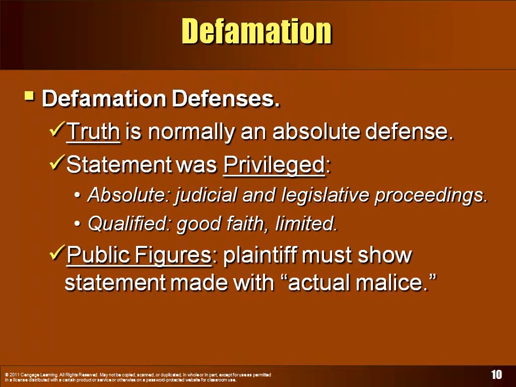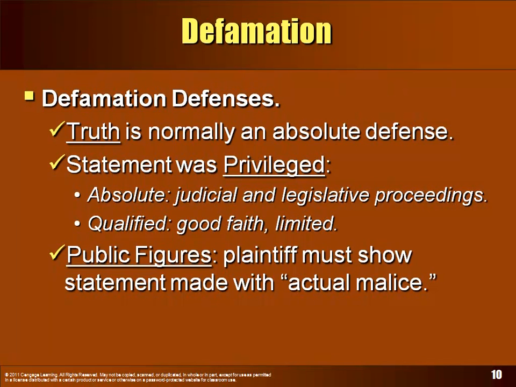So we mentioned truth as a defense. We talked about public figures, whether that's stars, politicians, like the last round of elections. Oh my goodness, the nasty things that people were saying about each other. Most of that, free and open debate. We're going to let it go. You'd have to show that somebody actually started saying those things with actual malice.